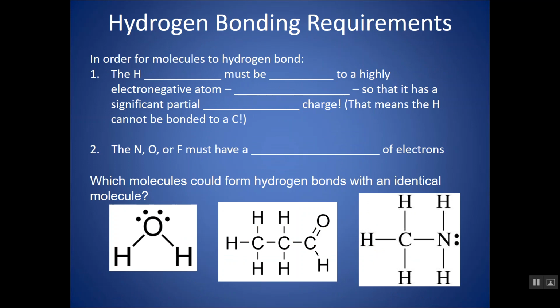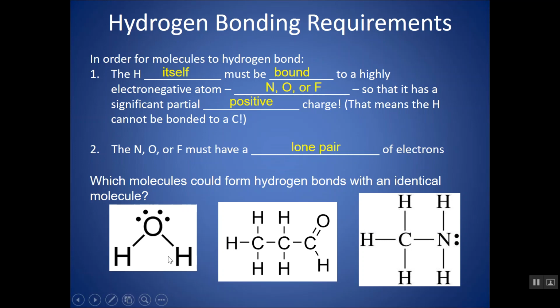So in order for molecules to hydrogen bond, here are the requirements. We said the H itself must be actually bound to the N, O, or F. This way, it gets the significant partial positive charge that's needed to attract the negative N, O, or F in the other molecule. This means that the H cannot be bonded to a carbon. If you have an H bonded to a carbon, that hydrogen cannot participate in hydrogen bonding. The other stipulation is that the N, O, or F must also have a lone pair of electrons, because that's the location that the hydrogen bond would form at on that N, O, or F.